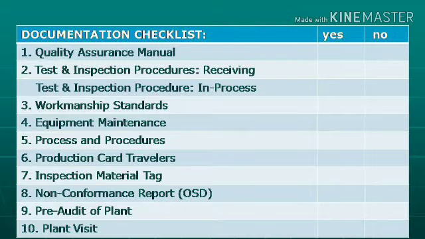Question number 2: test and inspection procedures, one for receiving and the other for in-process. Does the supplier have procedures for testing and inspection of incoming parts or items from the sub-suppliers? Our suppliers also have their own suppliers, and they should be doing their own inspection and testing. So incoming items should be checked on receiving. And during the production process, you will see that there is a test and inspection procedure in process.